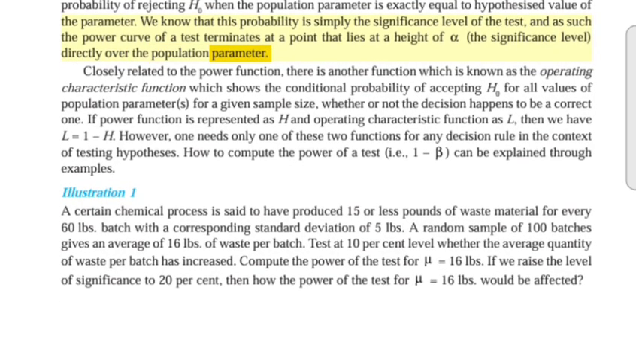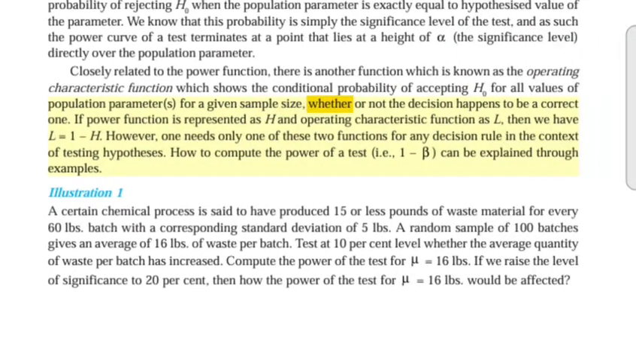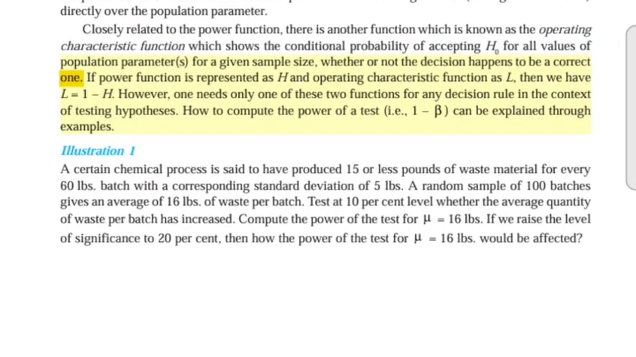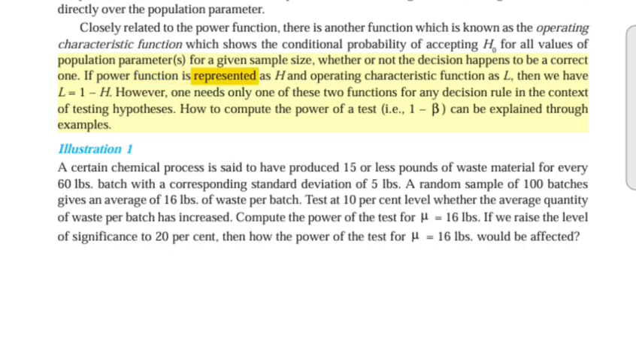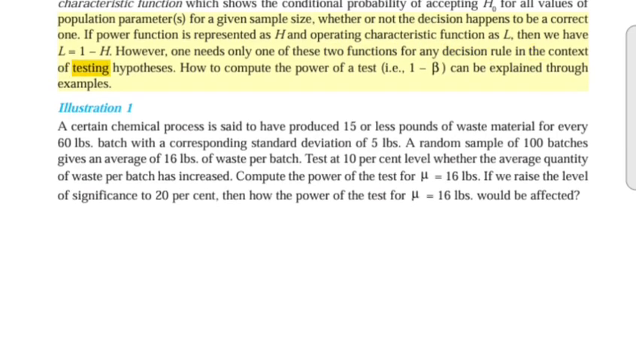Closely related to the power function, there is another function which is known as the operating characteristic function, which shows the conditional probability of accepting H0 for all values of population parameters for a given sample size, whether or not the decision happens to be a correct one. If the power function is represented as H and the operating characteristic function is L, then we have L = 1 - H. However, one needs only one of these two functions for any decision rule in the context of testing hypotheses.